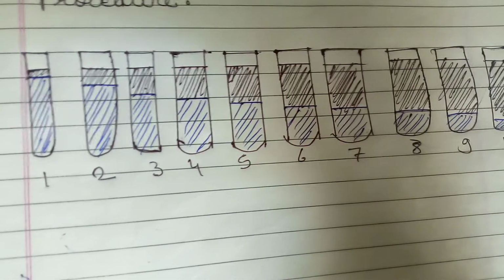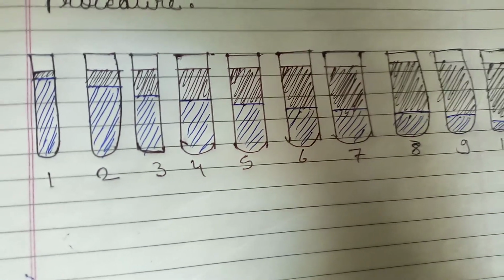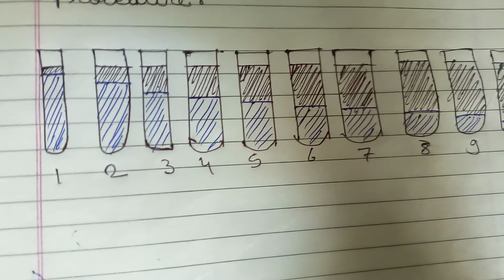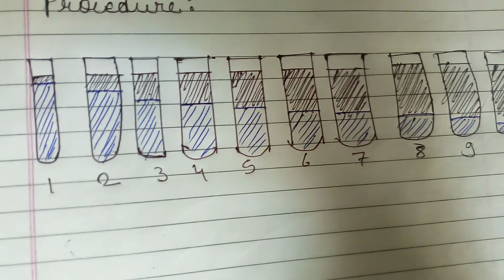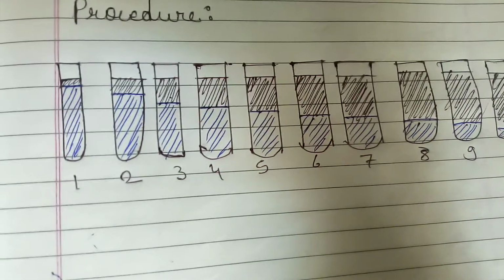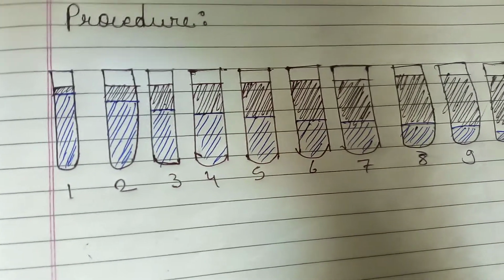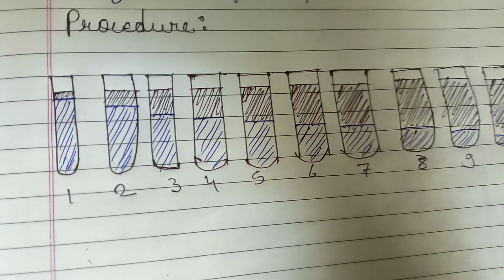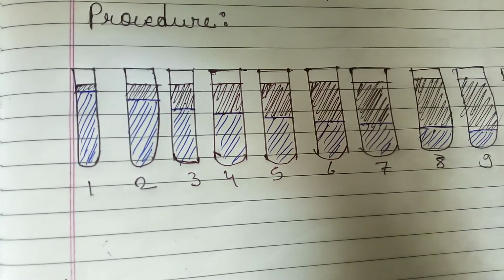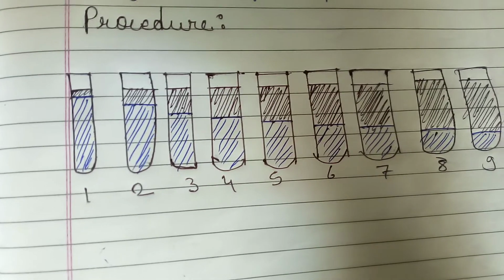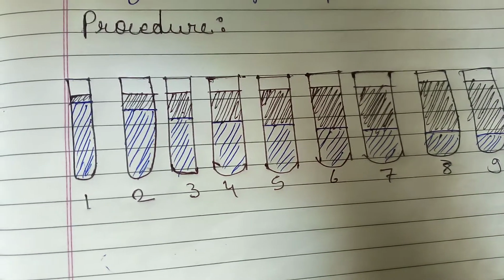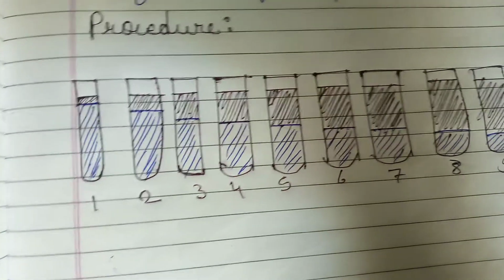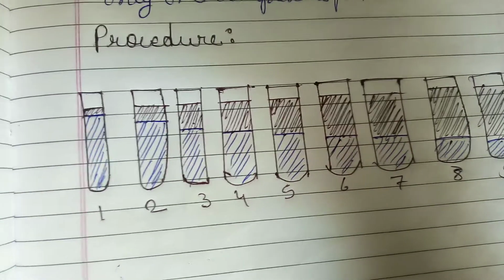Prepare 10 solutions of the complex containing metal ion and ligand, in such a preparation that the total volume of each solution is 10 ml. You know what a complex is: a complex containing metal ion and ligand. Now the procedure: prepare 10 solutions of the complex containing metal ion and ligand such that the total volume of each solution is 10 ml.